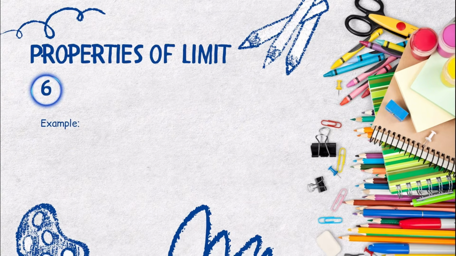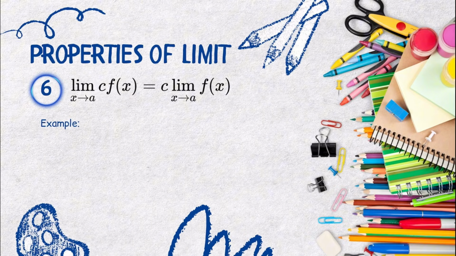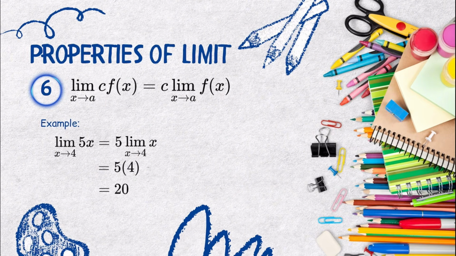When a constant multiplies a function, we can take the constant out and just multiply it by the limit of the function. For example, the limit of 5x as x approaches 4. Take the constant 5 out, find the limit of x, which is 4, then multiply to get 20.